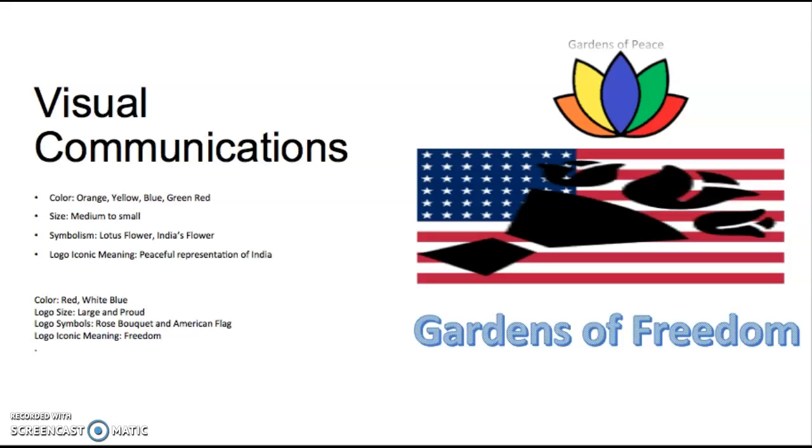The American logo is red, white, and blue, with the bold background of black being for the bouquet of roses. The logo size is very large and it's very proud. The logo symbol is that of the American flag and that of roses, which are a national flower. The logo's iconic meaning is that of freedom.